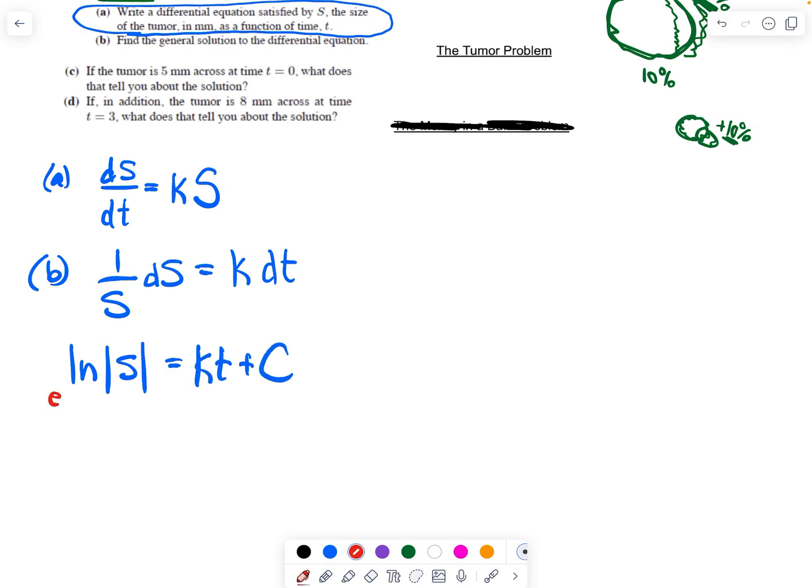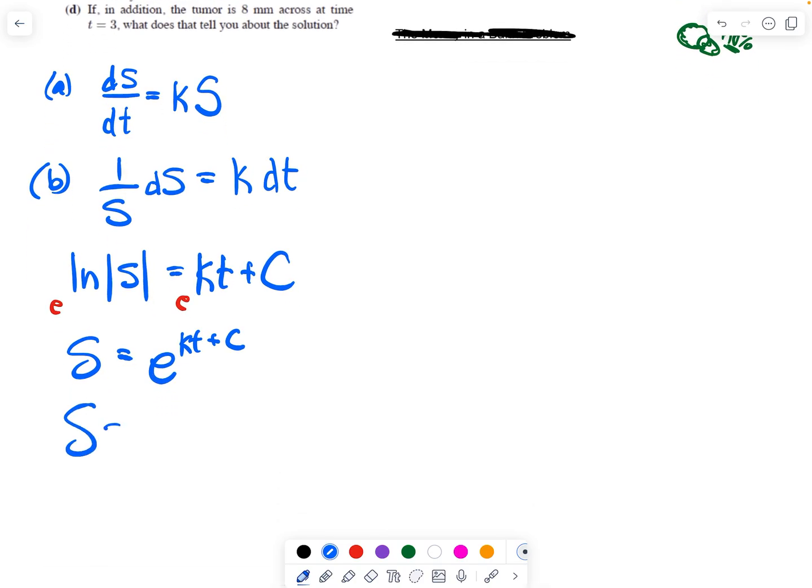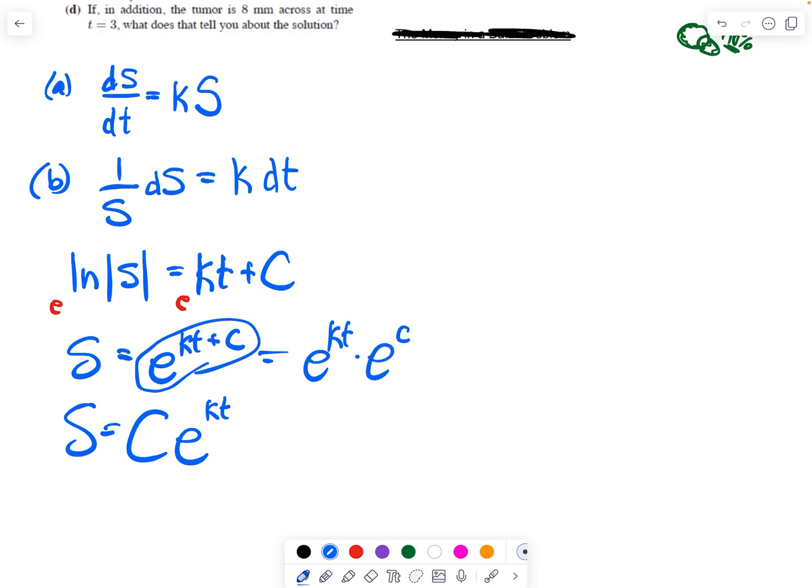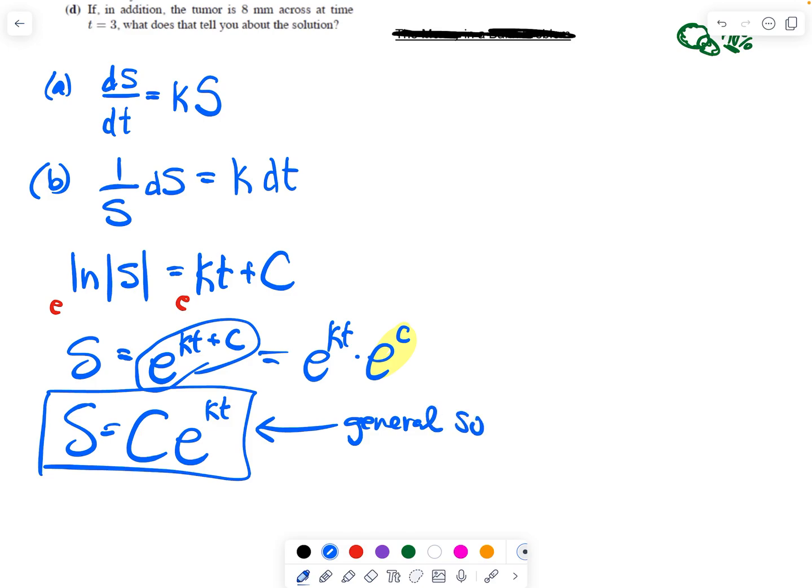We take e and we raise it to both sides of the equation. That means we liberate S equals e to the KT plus C, also known as C e to the KT, because e to the KT plus C can be written as e to the KT times e to the C, and e to the C is just a constant. We haven't broken any rules of math yet because we don't know any initial conditions. This is the general solution to this equation.